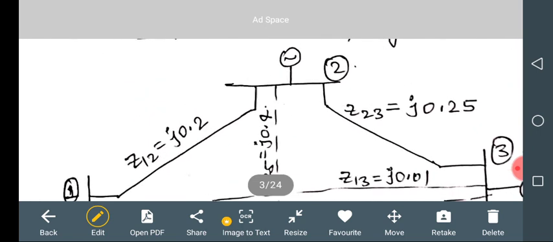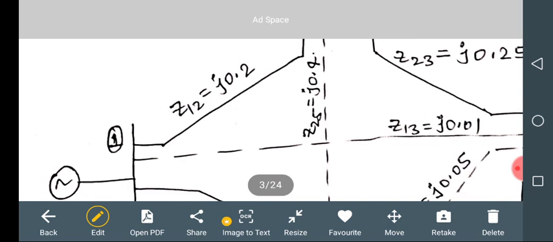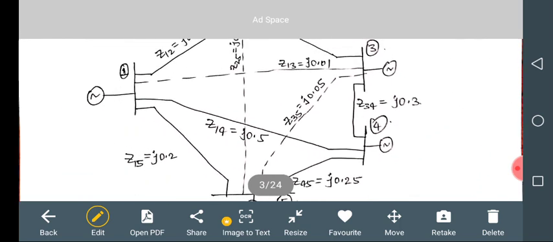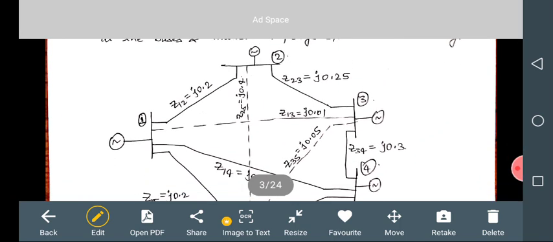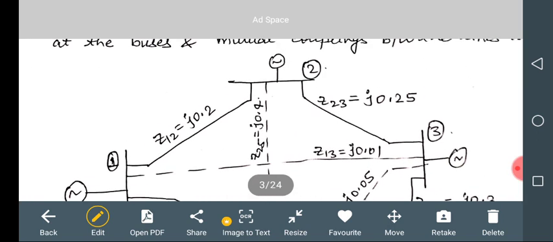Similarly, to write Y22, we have to come to bus number 2. At bus number 2, there is a direct connection between buses 1 and 3. Bus number 2 is directly connected to bus number 1 and to bus number 3. Bus number 2 and 5 are also connected, but with dotted lines, so we will not consider it. And Y22 will be equal to Y12 plus Y23.